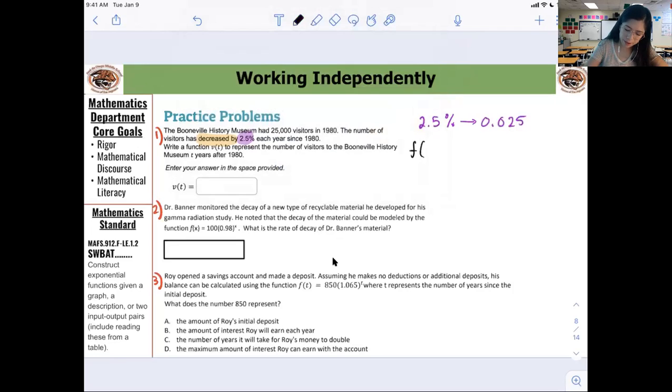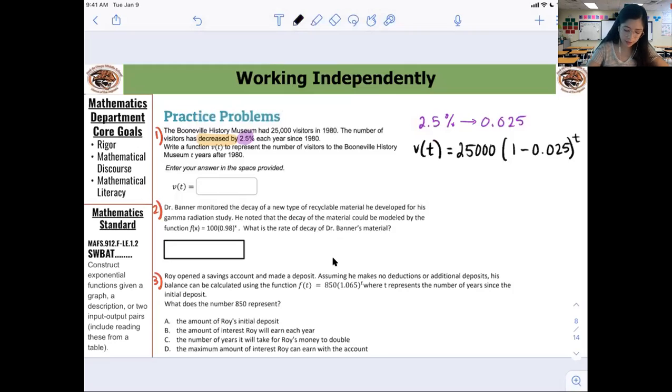So before I write my final, it's V of t, okay? V of t, what's my initial amount? 25,000. So 25,000, parentheses, 1 minus 0.025, to the power of t. What is 1 minus 0.025? 0.975. You have to be very careful with that one.